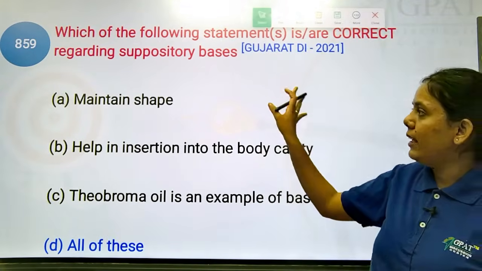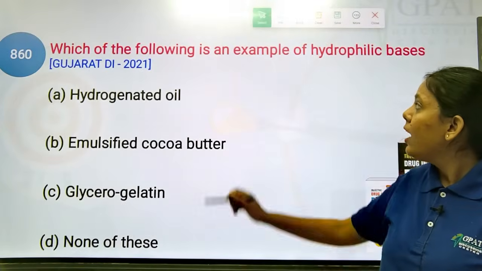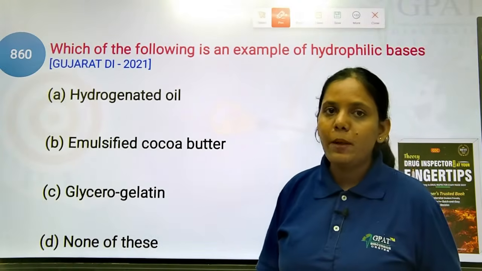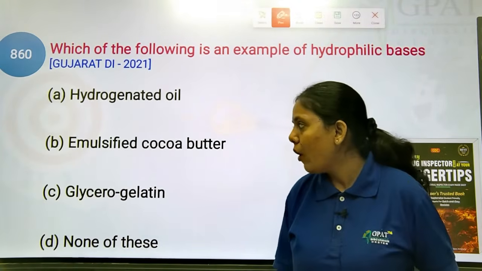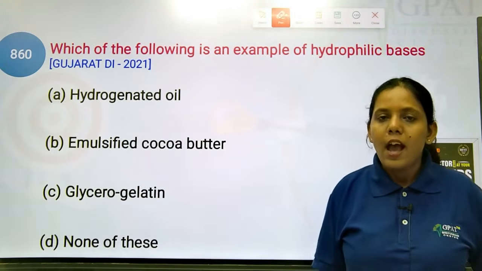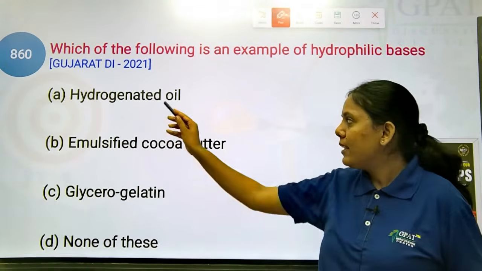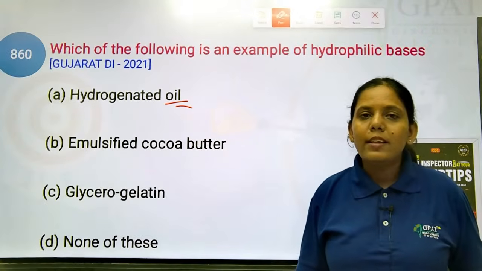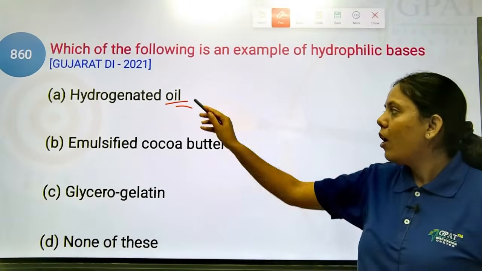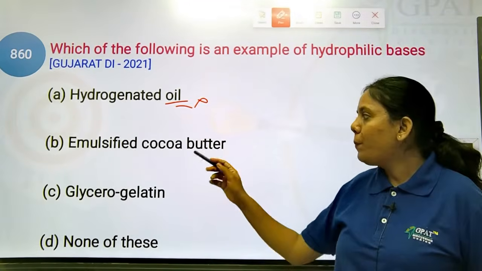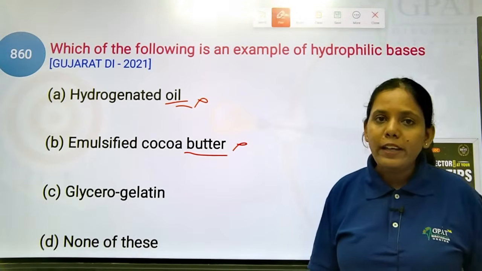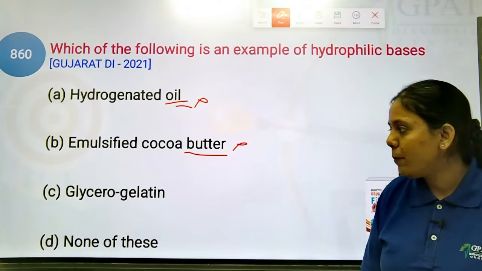Next question is, which of the following is an example of hydrophilic base? Hydrogenated oil, emulsified cocoa butter, glycerol gelatin, none of these. Now hydrophilic base, see this is a hydrogenated oil. This will definitely not come under your hydrophilic base. Option A is not there. Option B is emulsified cocoa butter. Again, it comes under your oily category. This is not your hydrophilic base.